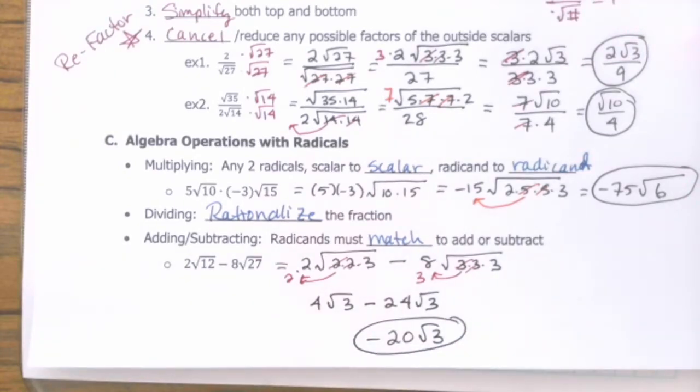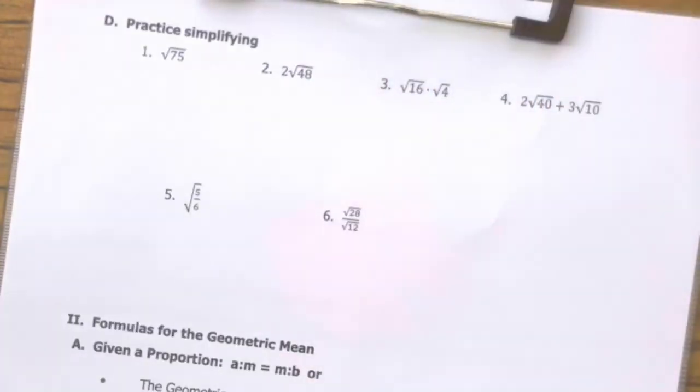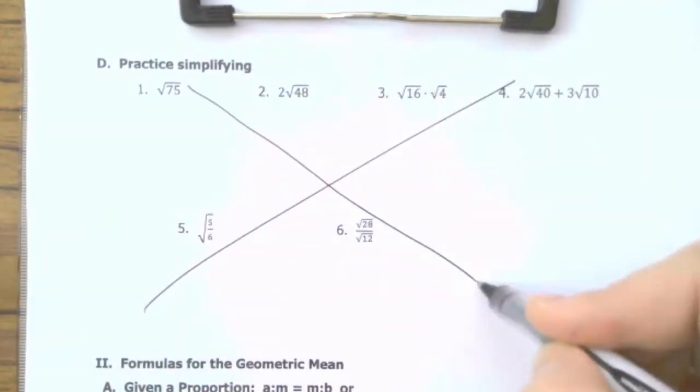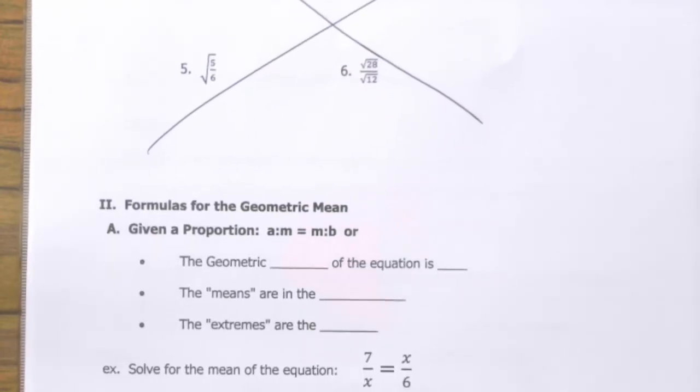All right, flip the page. All right, practice simplifying. We kind of did that already on the pre-7.7, so we're actually going to skip this part. We've already done it and done our practice. We're going to go to formulas for the geometric mean. Okay, geometric mean.